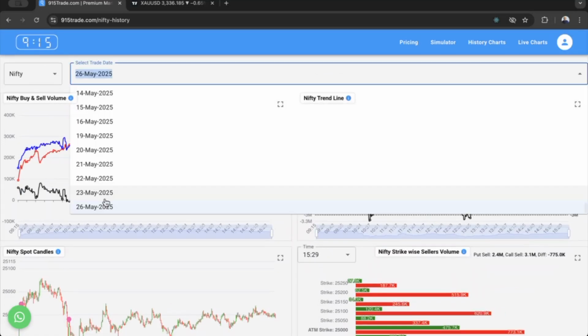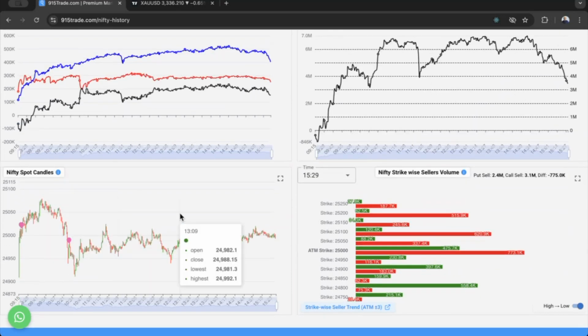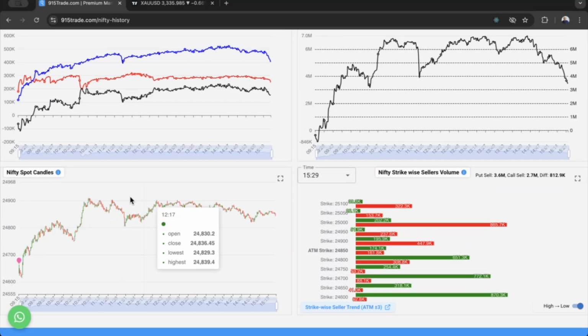For example, if you look at Friday, the market looked kind of bullish. Price was just going up and this was also going up. It took a rejection at 24,900, yes, but then it was up. There was no real pressure from the sell. They held it at 24,900, but there was not much pressure.